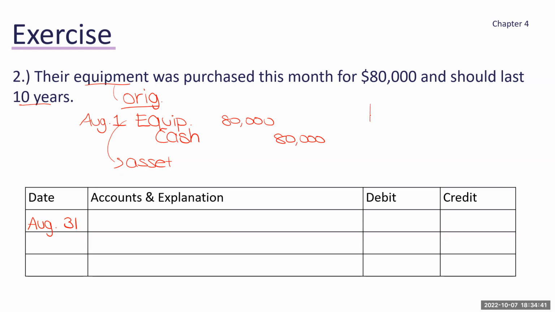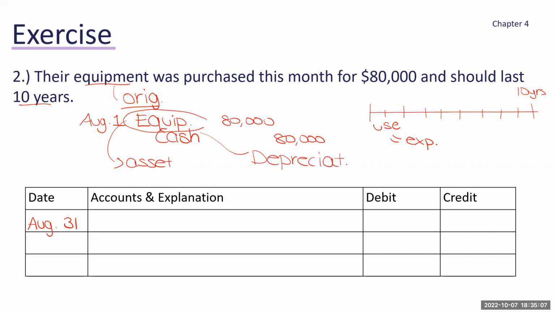Now, eventually, over its long life, over 10 years, we're going to use it up, right? We're using it up each year. So as we use it up, we have to record that usage by increasing an expense account. Whenever we're talking about equipment, you're going to use a new account called depreciation expense. Treat it like any other expense account. That means it goes on the income statement. It has a normal debit balance. So that's going to be our debit here because we want to increase it.